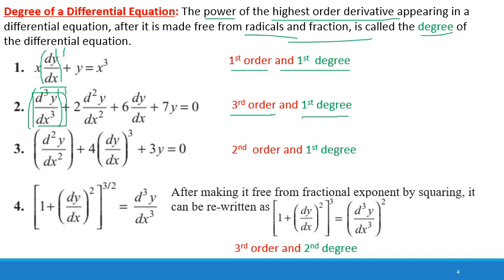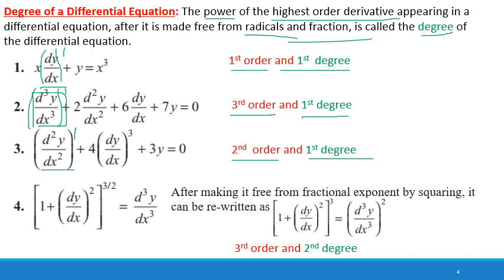In equation 3, first we will find the highest order derivative appearing in that equation. So in equation 3, the highest order derivative is this, which is the second derivative. So we can say that the order of this differential equation is 2. Now we will check the power of this highest order derivative appearing in equation 3, which is also 1. So its degree is 1. So we can say that equation 3 is a second order and first degree differential equation.